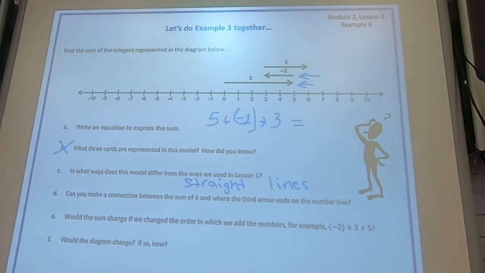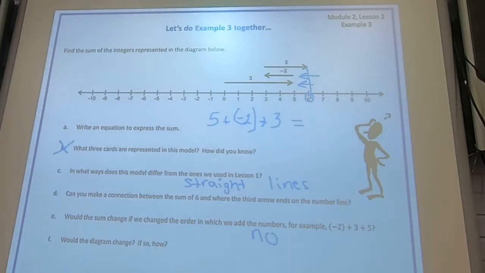Can you make a connection between the sum of 6 and where the third arrow ends on the number line? Would the sum change if we change the order? Well, we know that the sum doesn't change, and we'll come back to D and we'll solve that. Would the diagram change? Yes, the diagram would. But let's go back to this. So where it ends up, the last one ends up on 6. So that's what they're talking about. The third arrow ends at the sum of 6.